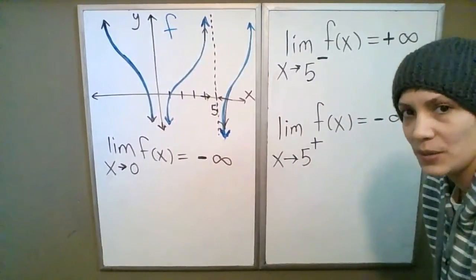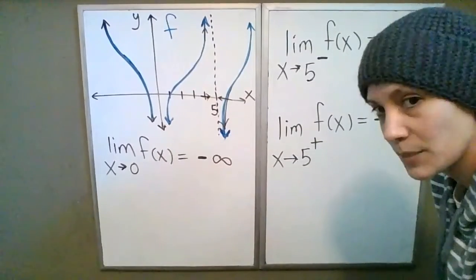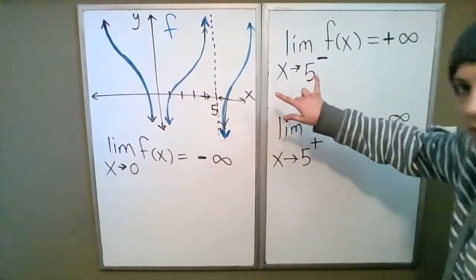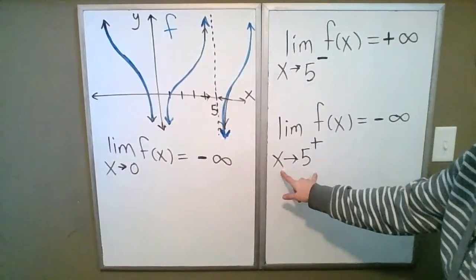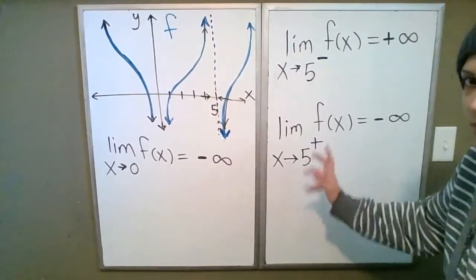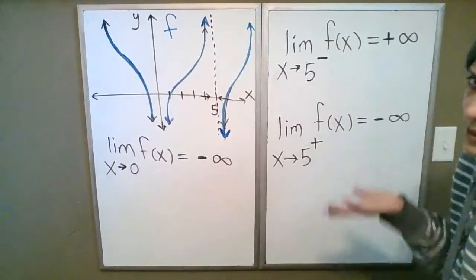Let's see if there's another one I want to look at. The last part here is, since the limit on the left side is not the same as the limit on the right side, what we would say is that the limit as x approaches 5 of f of x does not exist.